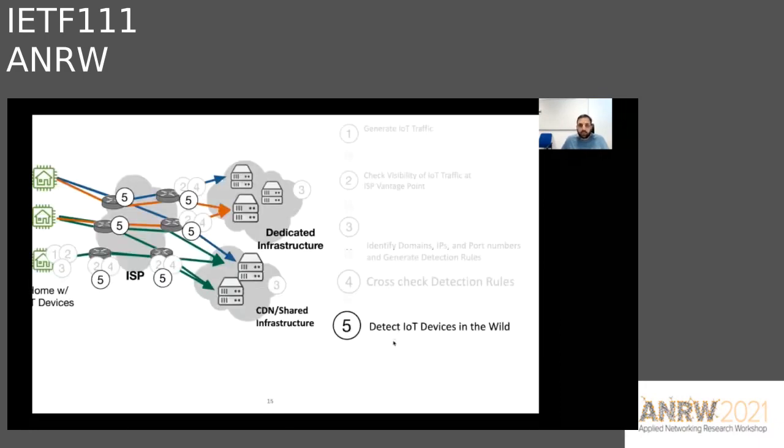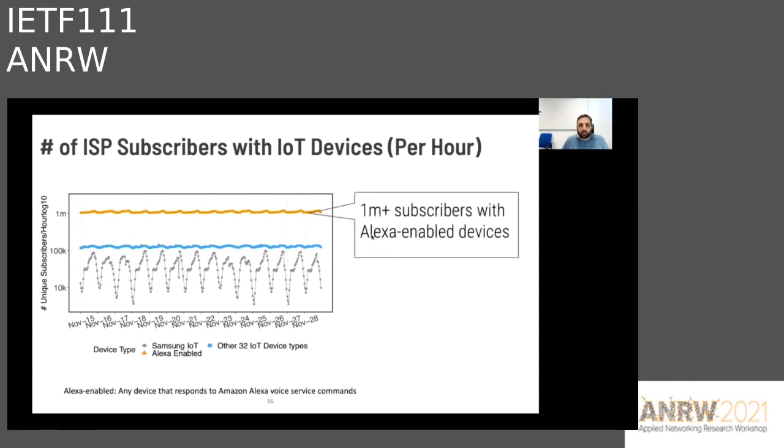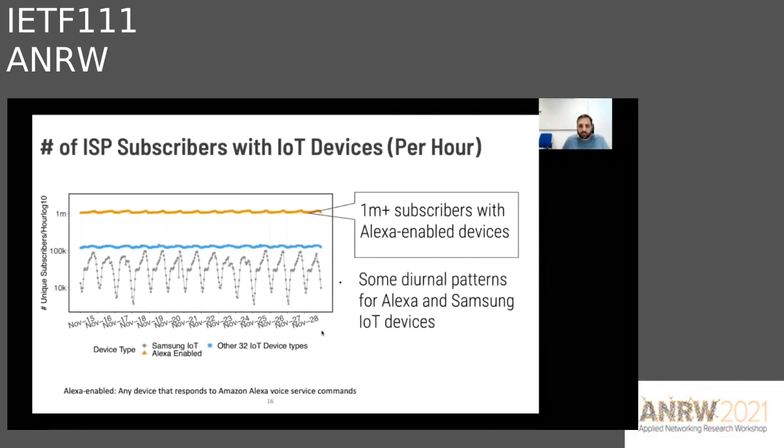Next, we apply our methodology on a data set from a large European ISP. This ISP has more than 15 million customers. In this figure, we see the duration of the data set that we have observed, and in the y-axis, we see the number of unique subscribers per hour that had an inferred IoT device. What we see here is that we were able to detect more than 1 million subscribers with Alexa-enabled devices. An Alexa-enabled device is any device that responds to Amazon Alexa voice service commands. We also observed some diurnal patterns for Alexa and Samsung IoT devices.